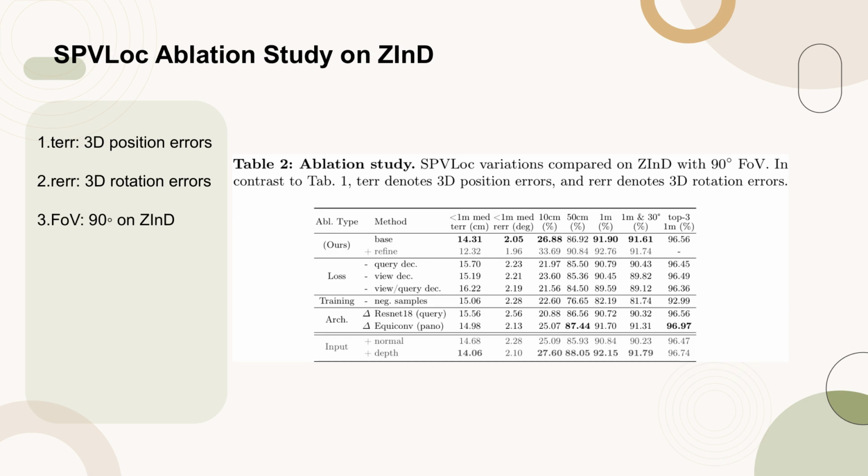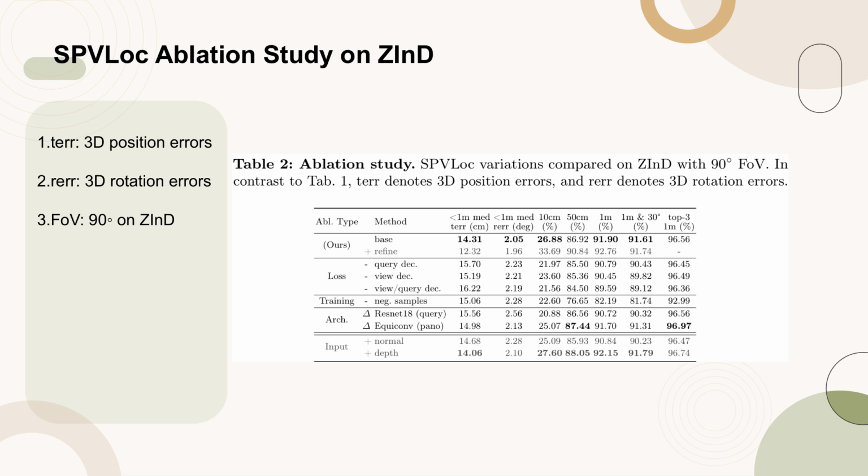Table 2 presents an ablation study of SPVLoc variations on the Z&D dataset with a 90-degree field of view, FOV. Unlike Table 1, which focuses on 2D metrics, Table 2 introduces TER, representing 3D position errors, and RARE, denoting 3D rotation errors. The study evaluates the impact of removing specific components from the SPVLoc network, such as perspective supervision, query decoder, and the view segment task head, view decoder, which both lead to reduced network performance.